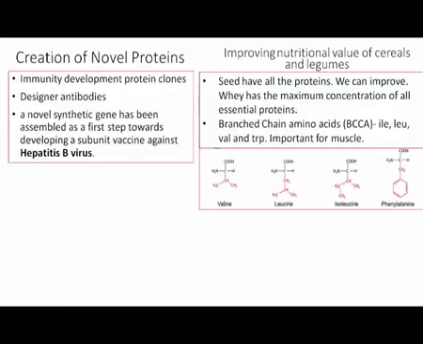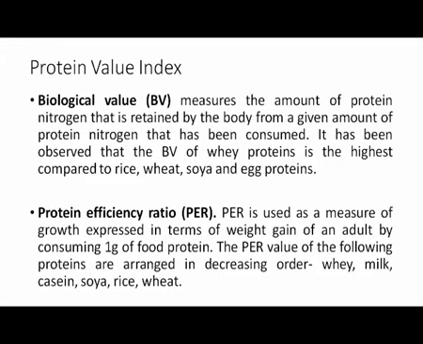Now, whatever you do, finally you need to have some parameter to define the protein value. There are two parameters by which we define the protein value as protein engineers or protein experts. Number one is called the biological value and number two is called the protein efficiency ratio. What is a biological value?